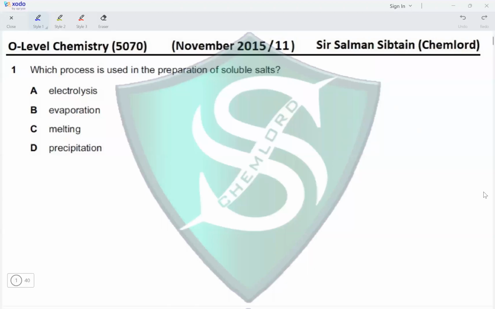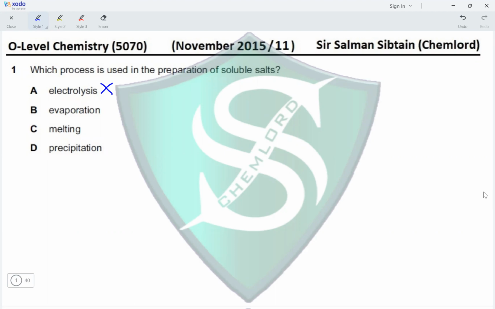Hi guys, this is O-Level Chemistry, paper 11, November 2015, question 1. Which process is used in the preparation of soluble salts? Electrolysis. No, electrolysis is not used in preparation of any kind of salt. It is used as a separation technique.